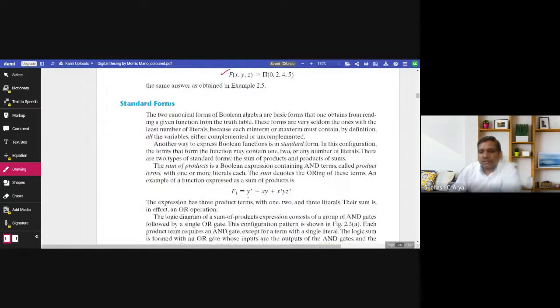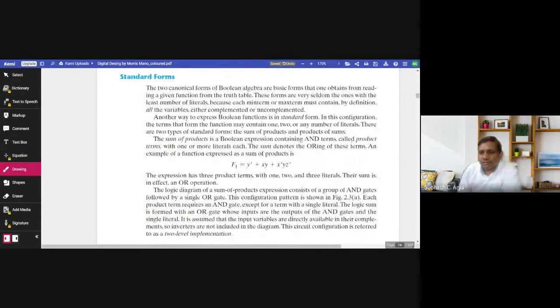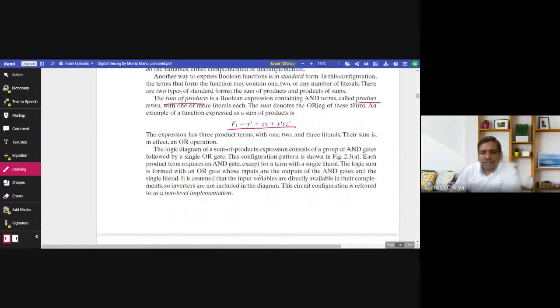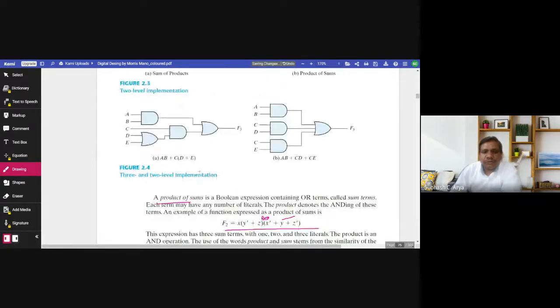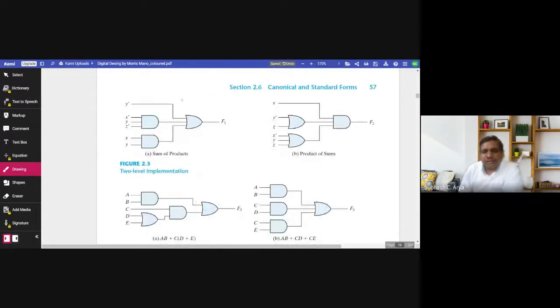And these are the forms, as I have already introduced: sum of product terms. This is the example of sum of product, and this is the example of product of sum. Inside the brackets there are sums, and these sums are connected through the AND logic. That is the product. In figure 2.4, we can see how to implement a given function with different levels. So 2.3a is the circuit realization of a function expressed in sum of product form.